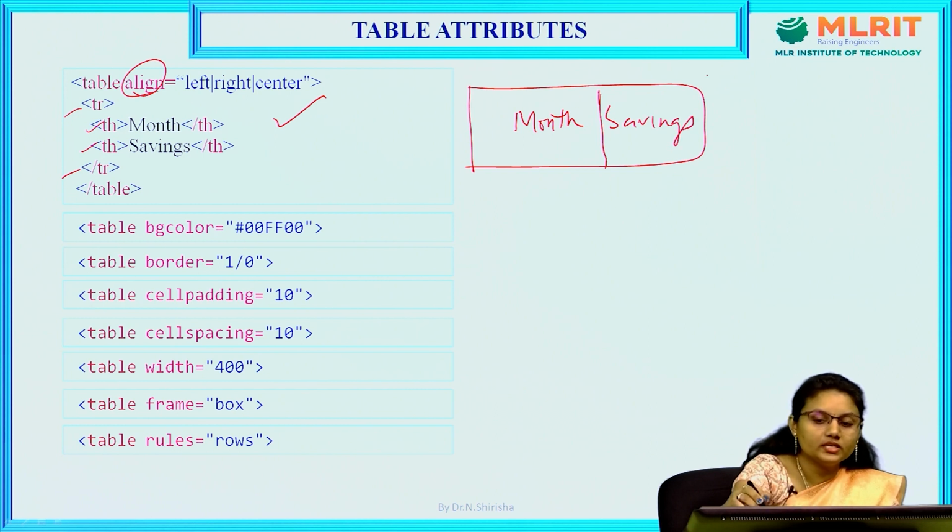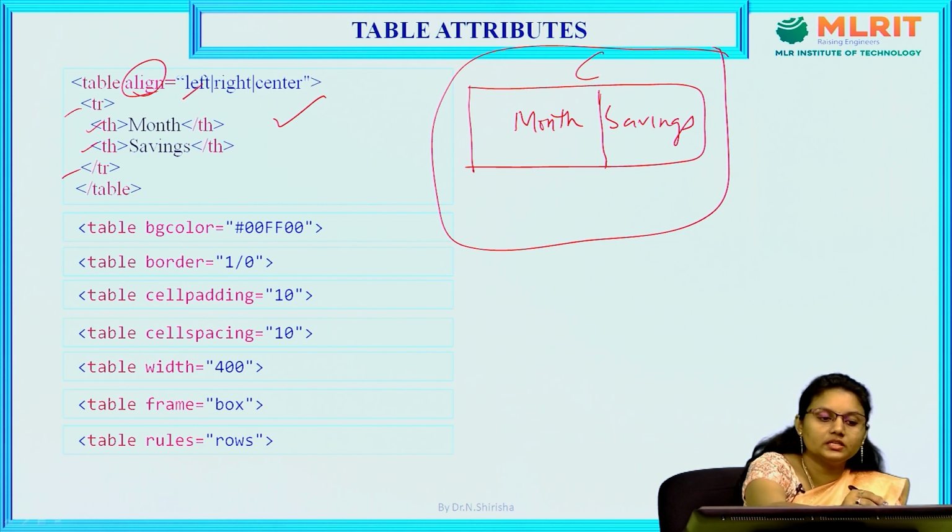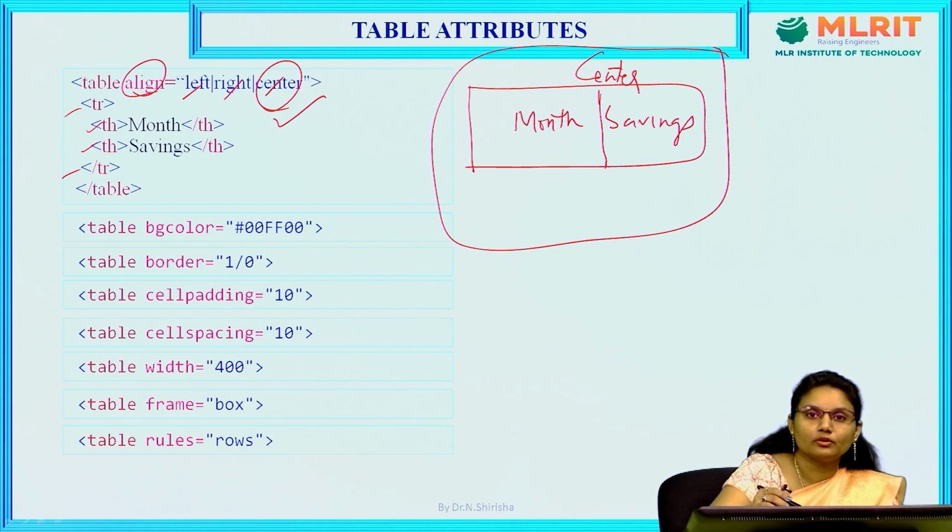So where will you get this? If this is the window, it will be coming at the center. You didn't give anything. So if you are giving center, it will get at the center of the window.